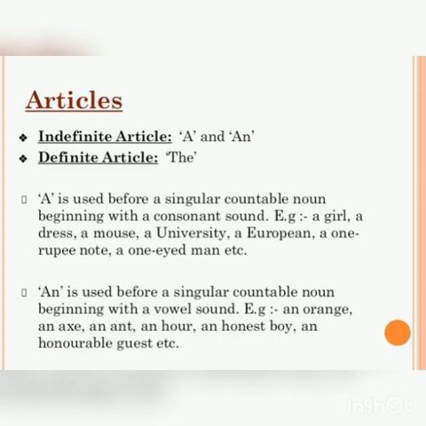A 1 rupee note here also, same thing. 1 begins with O, that's a vowel again, but the sound here that we are getting is of W. So you see all these are exceptions, using a instead of an. Now an is used before a singular countable noun beginning with a vowel sound. As you all know, all the vowels A, E, I, O, U and all the words beginning with vowels, for them we use an. Example, an orange, an axe, etc.